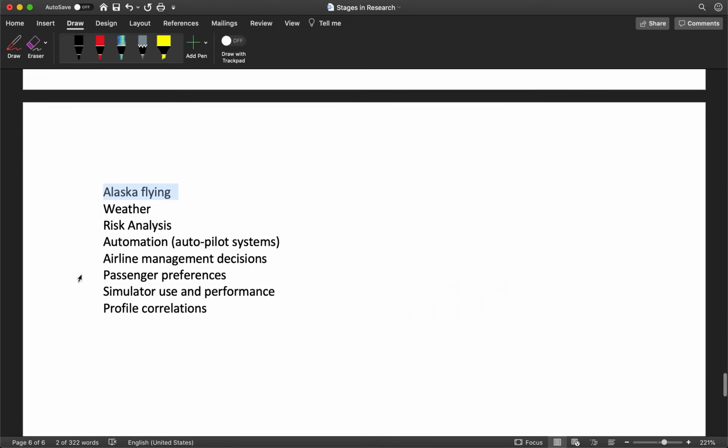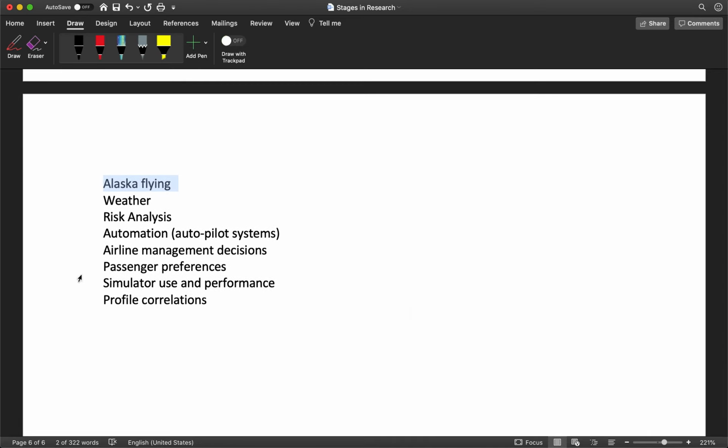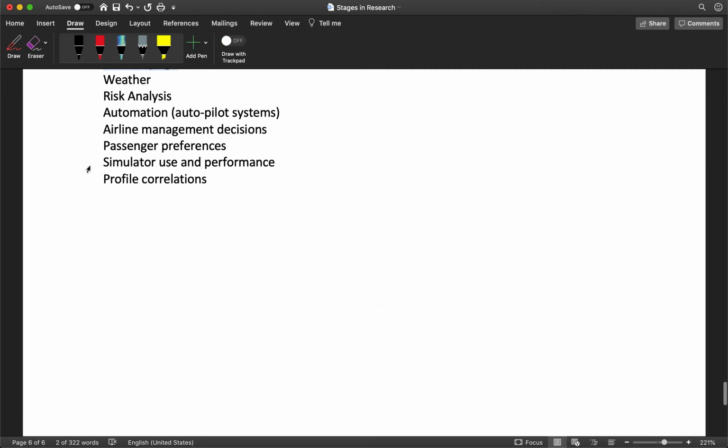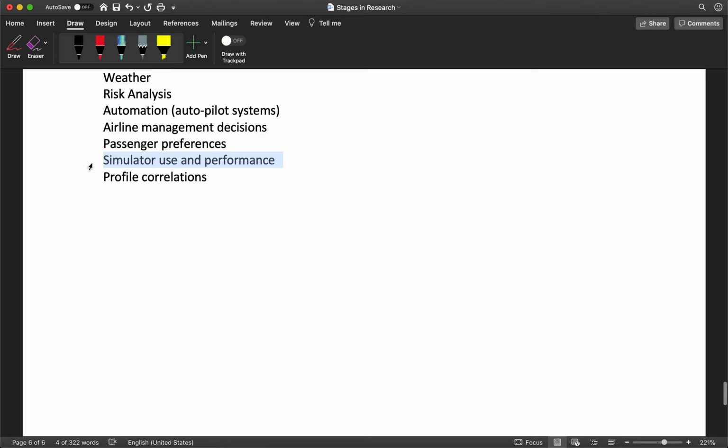Weather, risk analysis, automation, so autopilot systems, how can that play a role? And then looking at it with maybe automation in Alaska flying. I don't know, I'm just coming up with some ideas. Airline management decisions, passenger preferences, I kind of mentioned that. Simulator use and performance of a student, let's say, if they use X amount of hours on simulator use, what's their performance in instrument approaches or their ability to get a license, their skill set to get a license in terms of time.